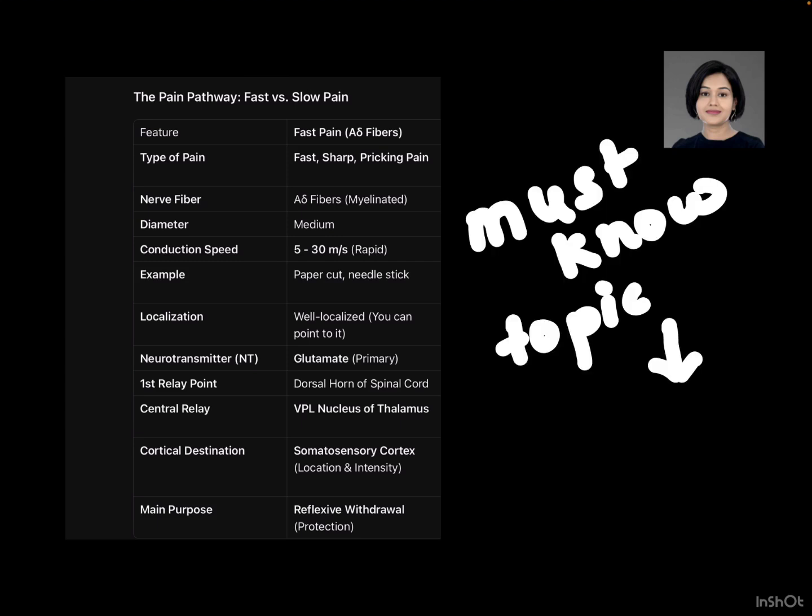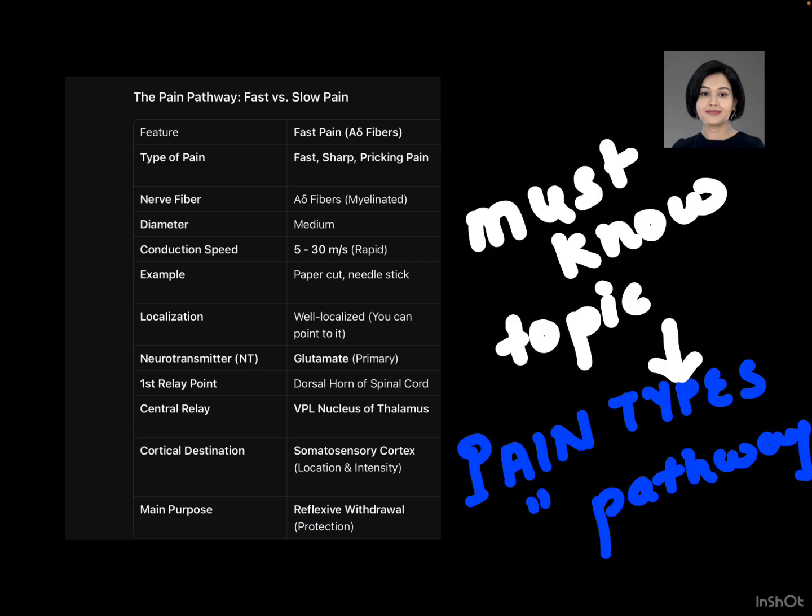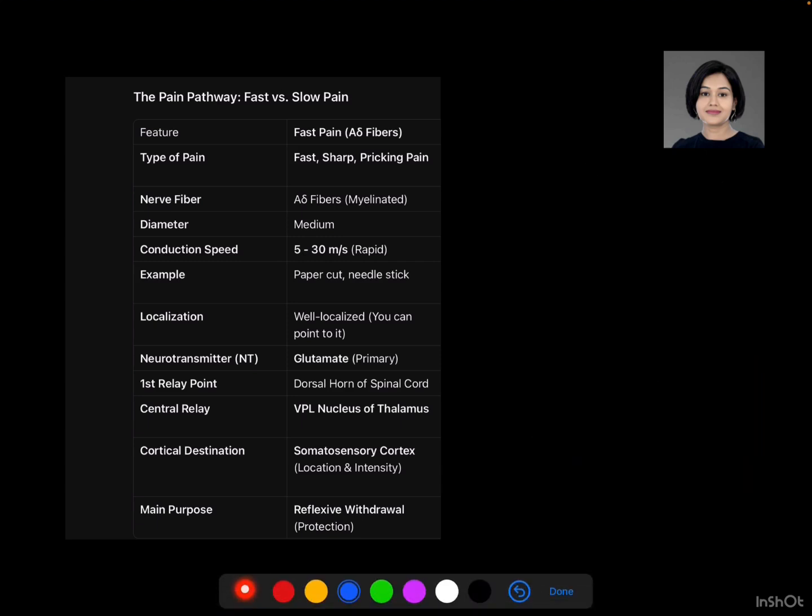So one part of this pain perception pathway is the type of nerve and type of the pain. So let's see what are the different types of pain we know. First of all, we will see fast pain. Why do we call it fast pain? Because it is carried in a very fast manner in our body. It is perceived in a very fast manner. That's why it is known as fast pain.